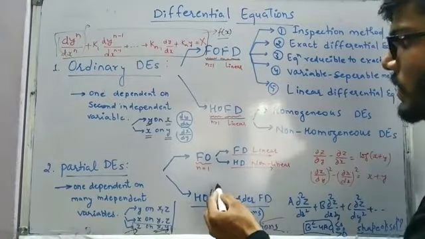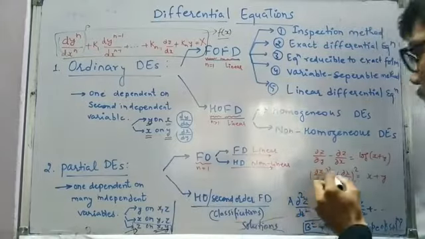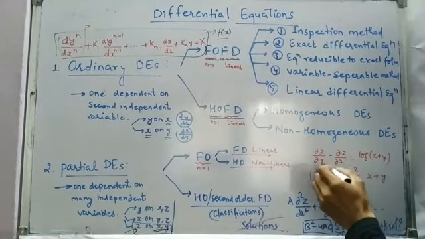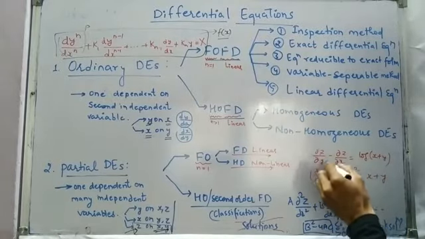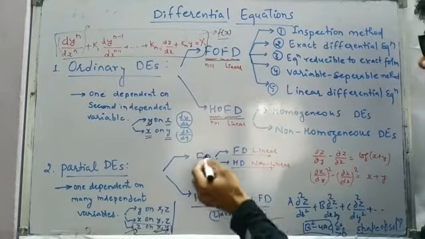Again, in this case, we are in the case of first order, as I mentioned, the power of dou z by dou x is going to be 1. So here you can see the power of z with respect to y is 1, and the power of z with respect to x is also 1. So it is going to be first order.